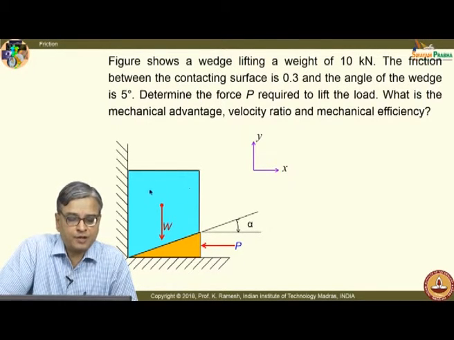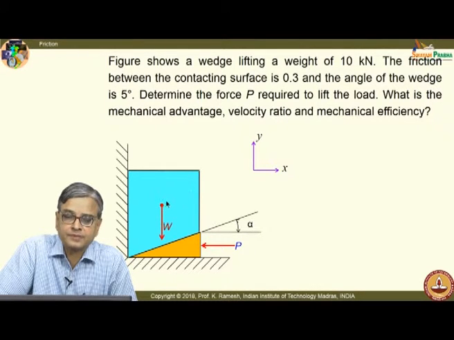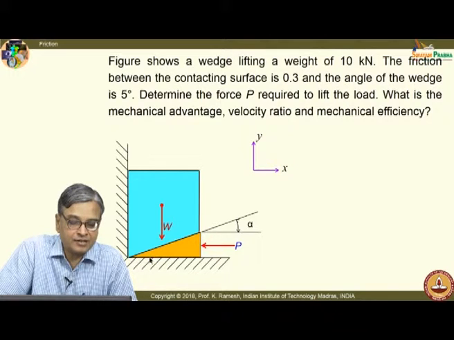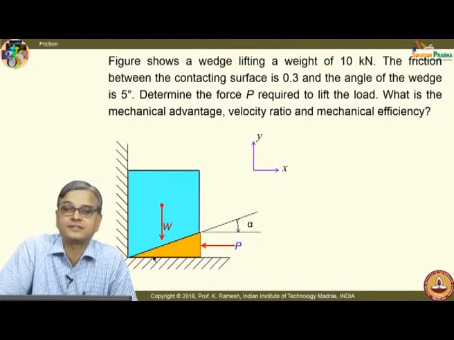I have a huge block W, it is a weight of 10 kilonewtons. The friction between the contacting surface is 0.3 and the angle of the wedge is 5 degrees. See, for illustration purpose, the angle is shown almost close to 30 degrees.